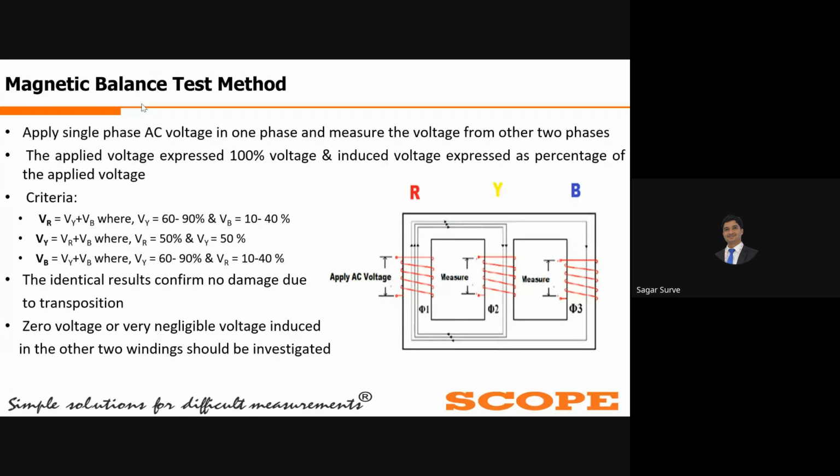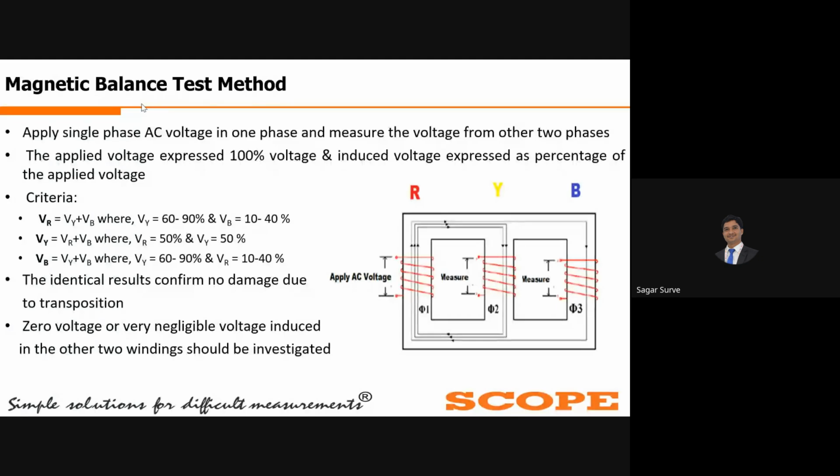The identical results confirm no damage due to transportation. It means that if we are getting these results in this fashion, as we said, 60 to 80, 60 to 90 or 10 to 40, then we can say there is no damage.